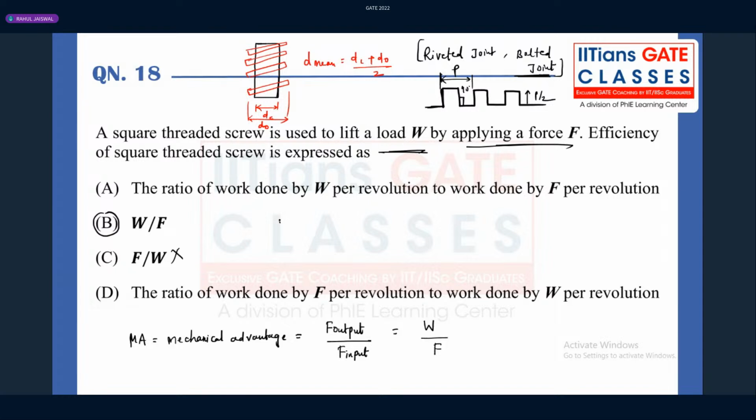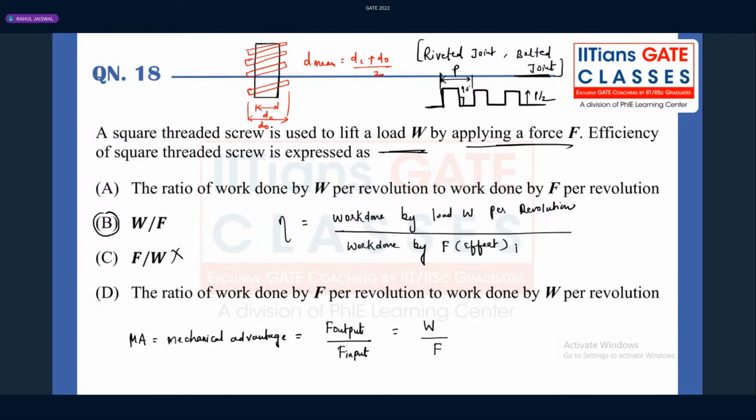Now, the second thing is the efficiency. Efficiency we write like this: work done by the load W per revolution to the ratio of work done by effort F per revolution. Simply remember the work done by the load W to the work done by the effort. That is the efficiency. And the option matching this is A. If you look at option D, they have just reversed it. 1 upon efficiency has no term; we don't have any name for that.